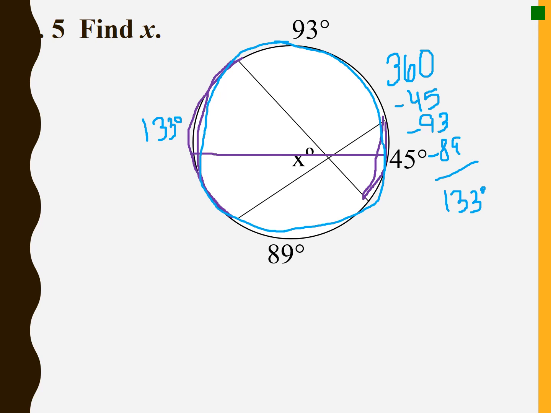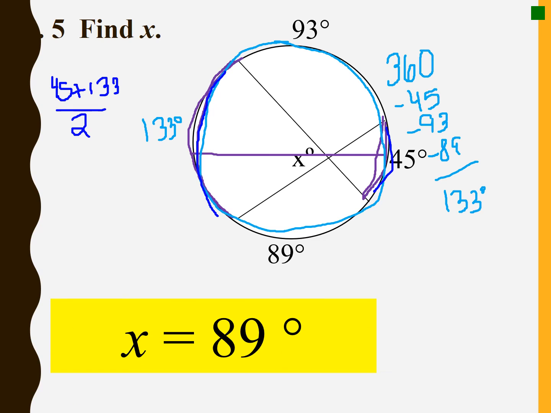Now we have the pieces to find our angle. So we take one of our arcs, which is 45, plus the other one, which is 133, and divide by 2, and that gives us our answer, which is 89.